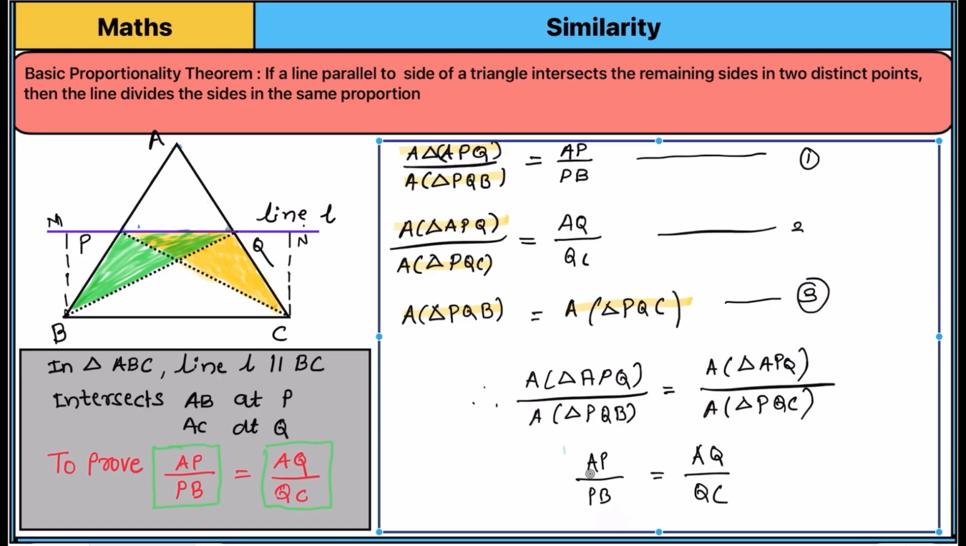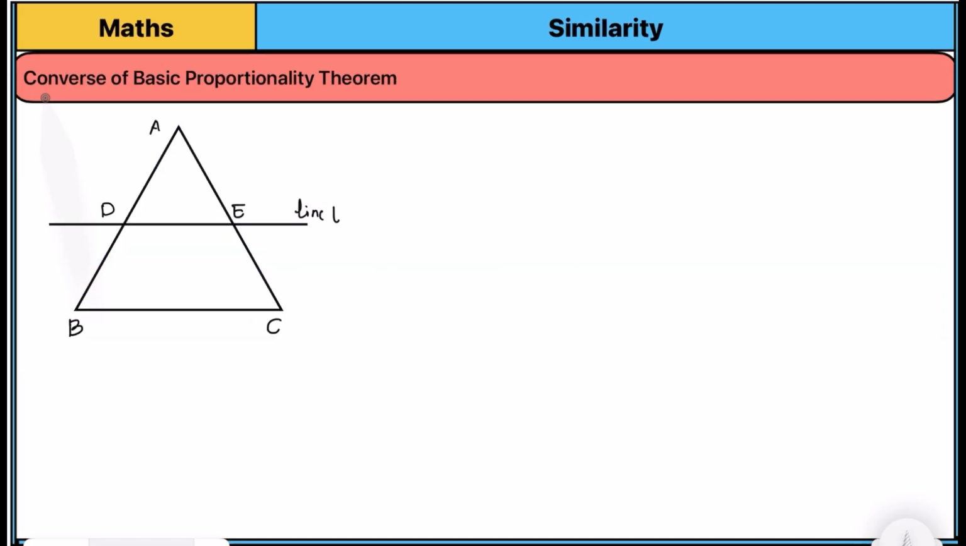If equations 1 and 2 are equal, that means AP upon PB is equal to AQ upon QC. Hence, proved. Let's now look at the converse of the basic proportionality theorem.